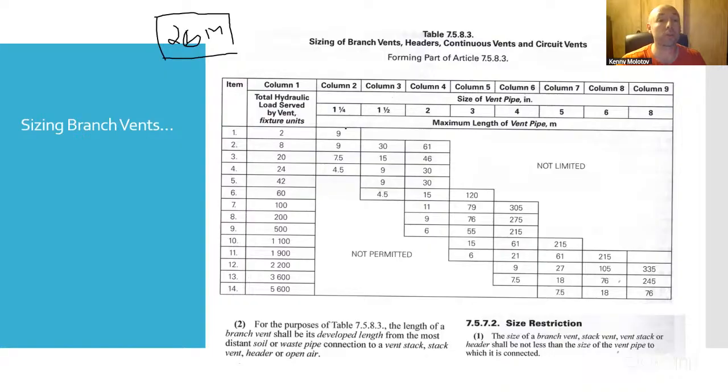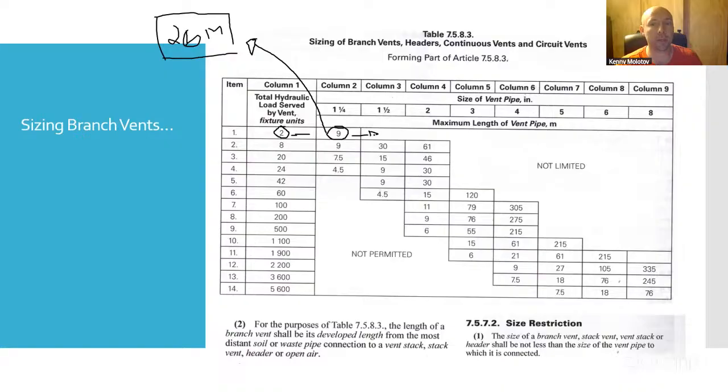Let's look at this chart, okay? So the first thing is let's look at hydraulic load, okay? So for 2 fixture units, if you have a hydraulic load of 2 fixture units, meaning that all the fixtures that you add up in your plumbing system come up to 2 fixture units, you're allowed to run a 1.25 vent, a total of 9 meters. Now, if we look over here and our branch vent is 26 meters, then 1.25 is not going to do because we are way above 9 meters. So we have to continue down the chart to the right.